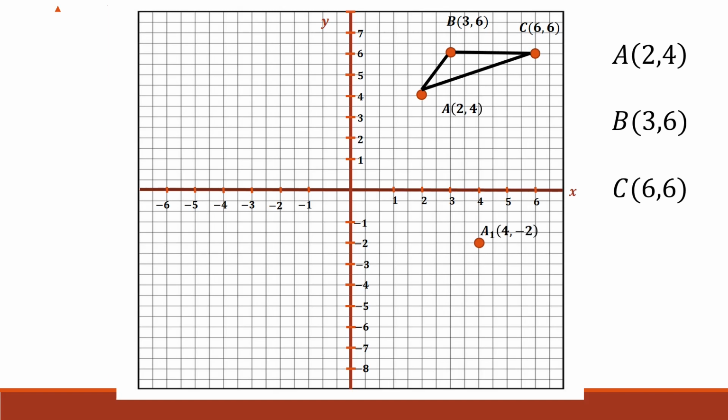The first point produced was A1, which is (4, -2). The second point was B1, which is (6, -3). And the last point is C1 (6, -6). Quickly, we join the points together, and that will form the image triangle A1B1C1.